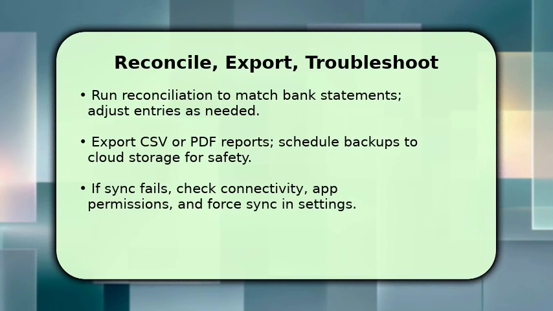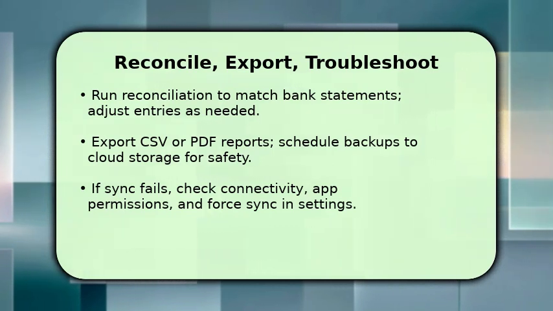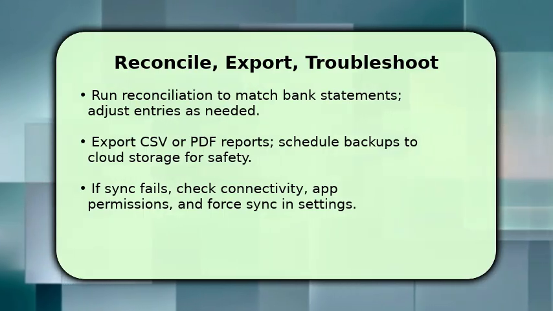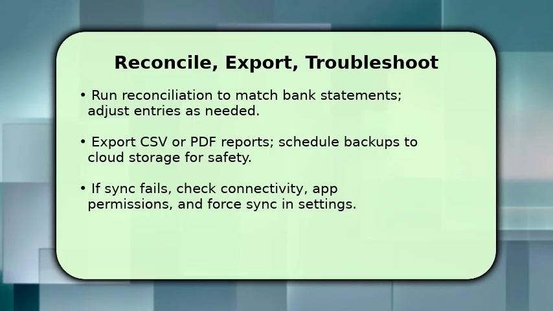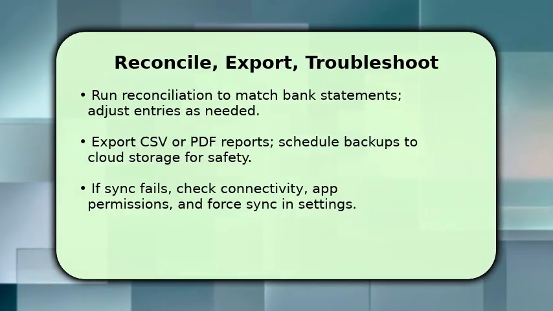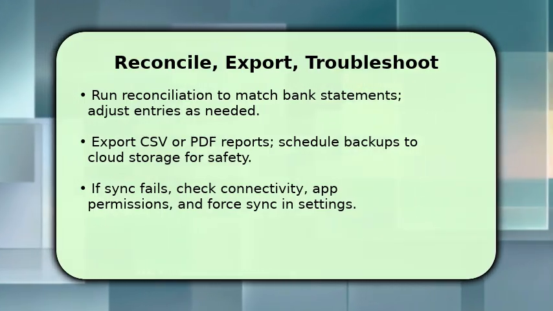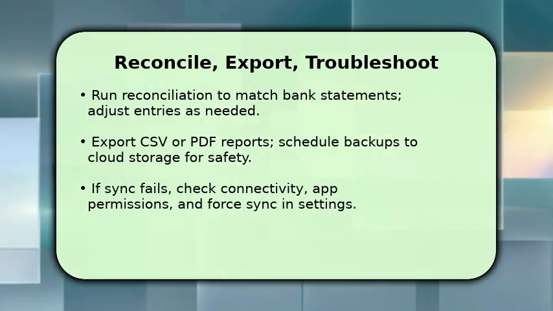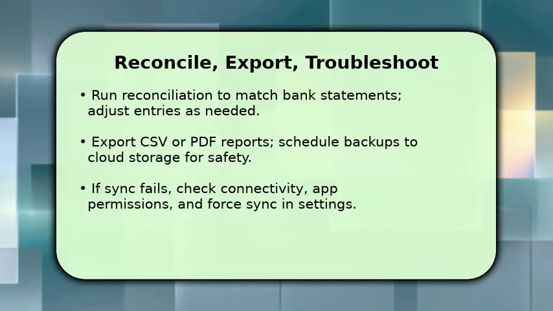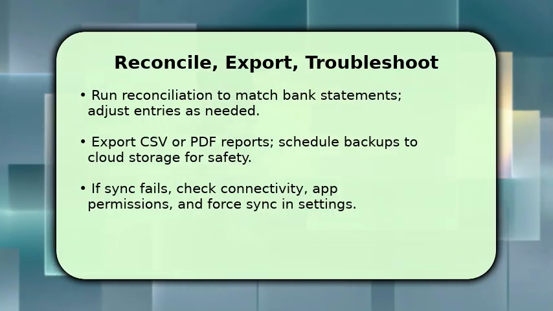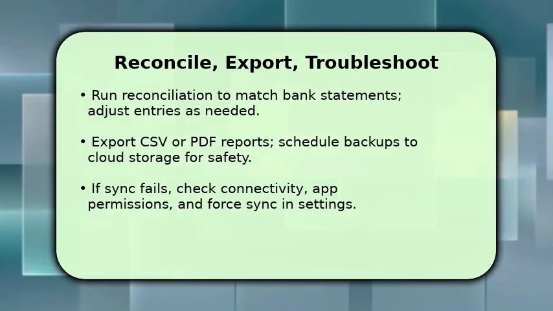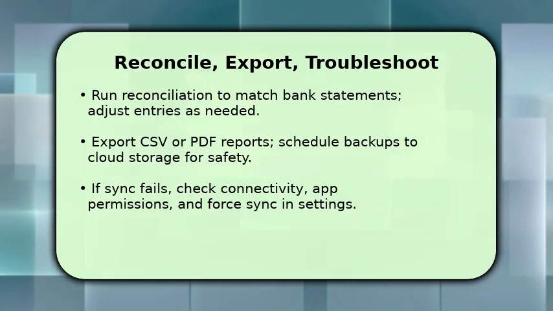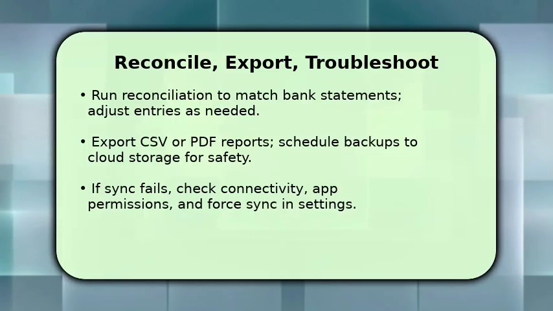Finish by reconciling and backing up records. Use reconciliation to match your ledger with bank statements and make correcting entries if numbers differ. Once reconciled, export CSV or PDF reports for taxes or investors, and schedule automatic backups to cloud storage to prevent data loss. If something goes wrong, first check your internet connection and that app permissions are enabled, then force a sync in settings. That single troubleshooting step solves most sync and permission-related problems.